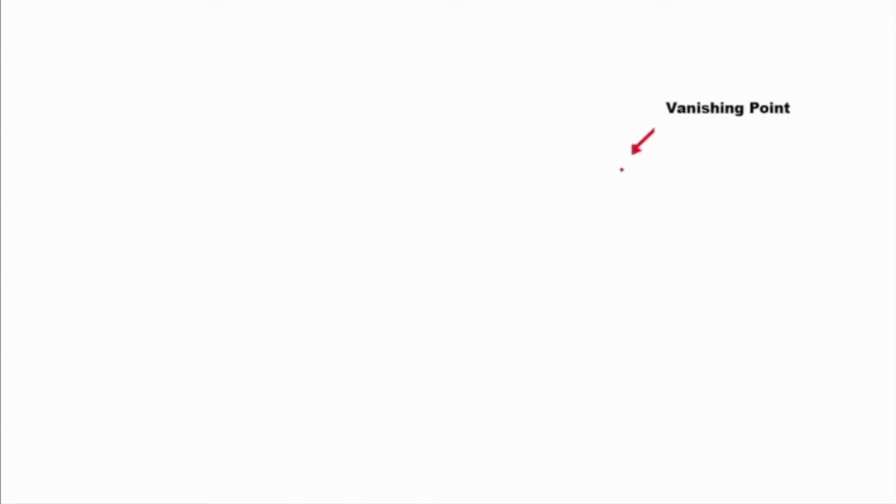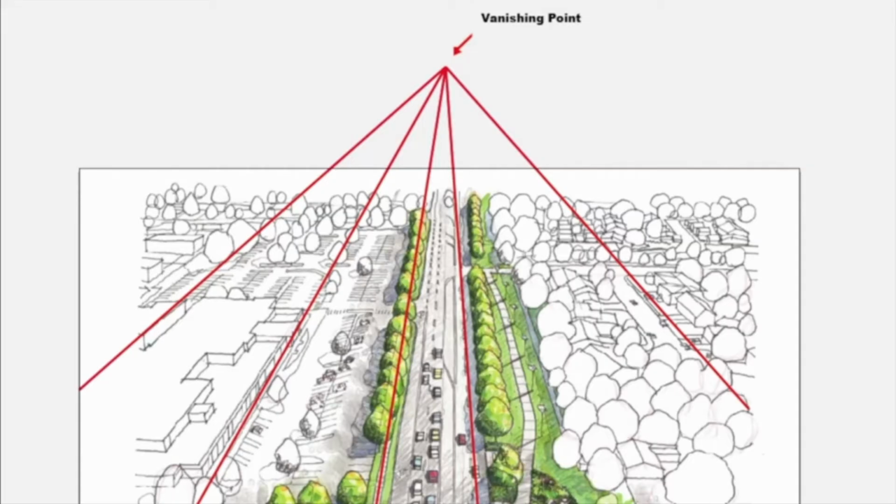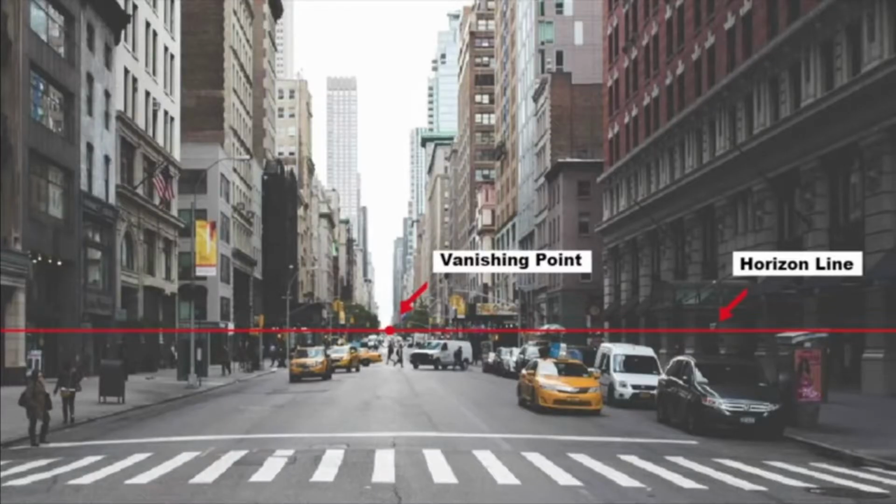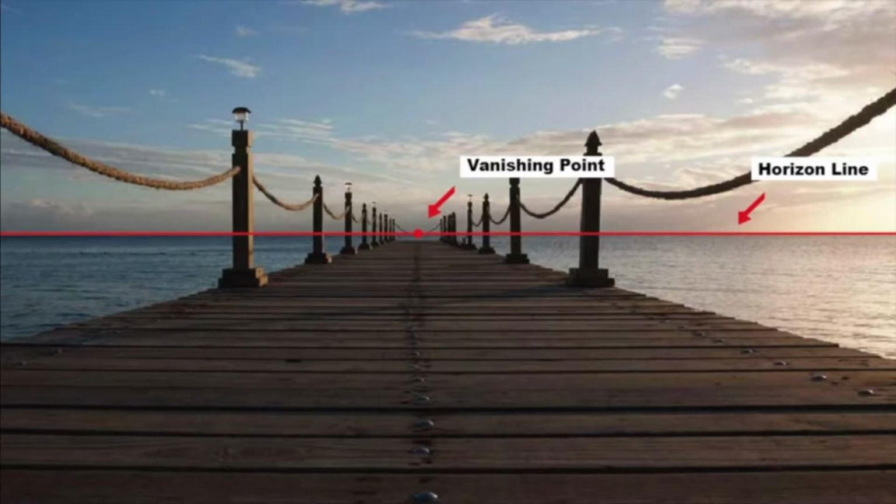This can be anywhere on the page, and it can also be located off the page. The important thing is that you know where it is and that it doesn't move. If your vanishing point is high on the page, you'll have a high angle point of view in your finished drawing. If your vanishing point is low on the page, you'll have a low angle point of view in your finished drawing.